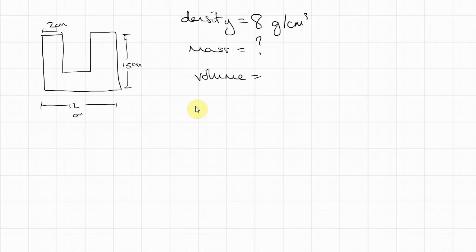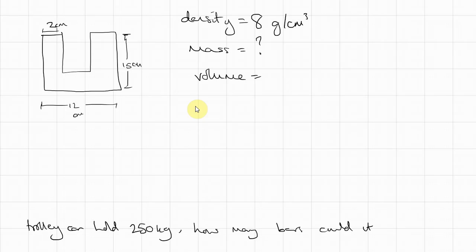It also wanted to do something a little bit else at the end, but I'll explain that once we've done it. It said a shopping trolley can hold 250 kilograms. So how many of these bars up here could it hold? So we had to find the mass to then see how many could fit into our trolley. So let's go ahead and find the volume.